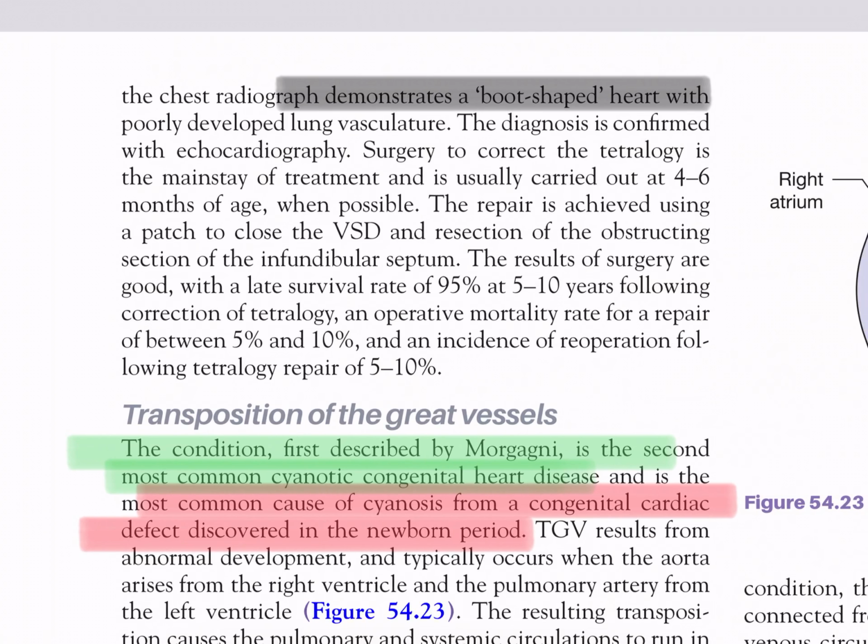The repair is achieved using a patch to close the VSD and resection of the obstructing section of the infundibular septum. The results of surgery are good, with a late survival rate of 95% at 5 to 10 years following correction of tetralogy, an operative mortality rate for repair of between 5 to 10%, and an incidence of reoperation following tetralogy repair of 5 to 10%.